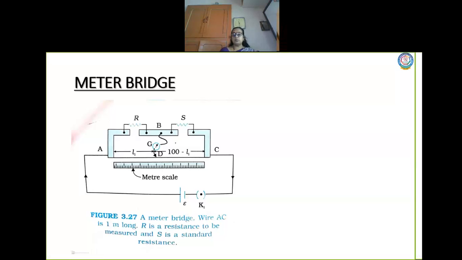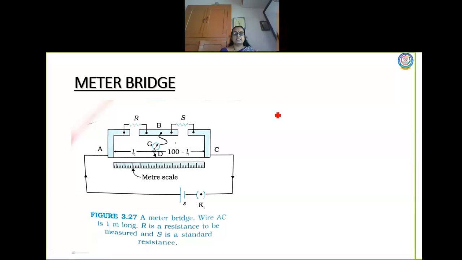Now page number 120 you take, children. The first paragraph talks about the construction. Look at the explanation there. The meter bridge is shown in the figure 3.27. It consists of a wire of length 1 meter and of uniform cross section area stretched taut. Taut means tight, and clamped between two thick metallic strips bent at right angles as shown in the figure. The metallic strips have two gaps across which resistors can be connected. So these are the two gaps I was talking about.